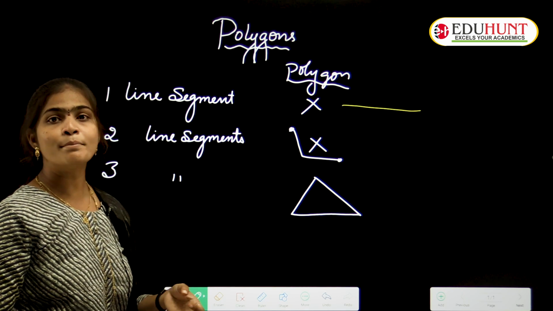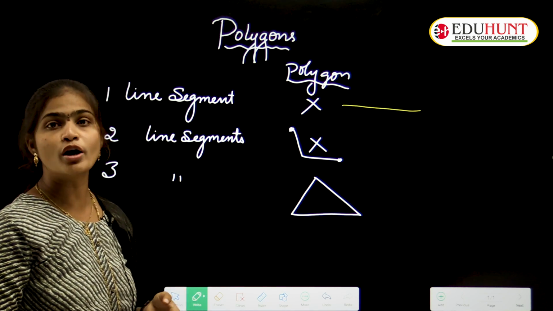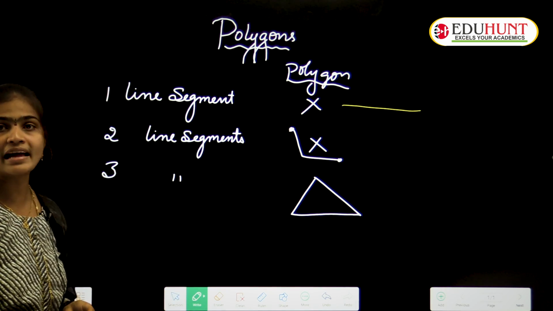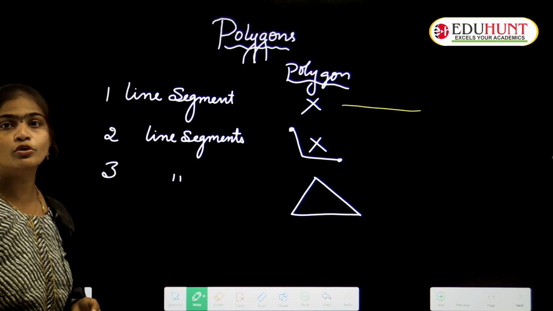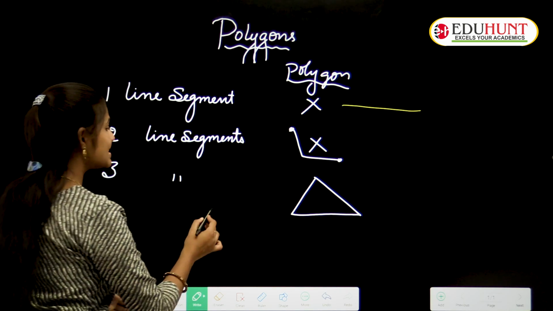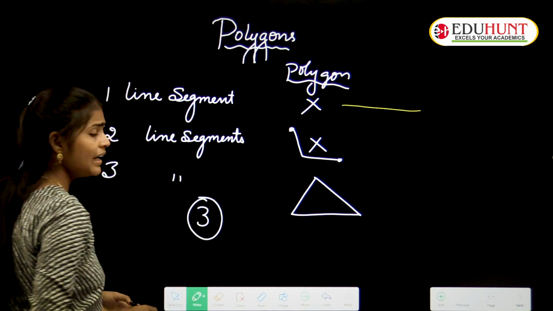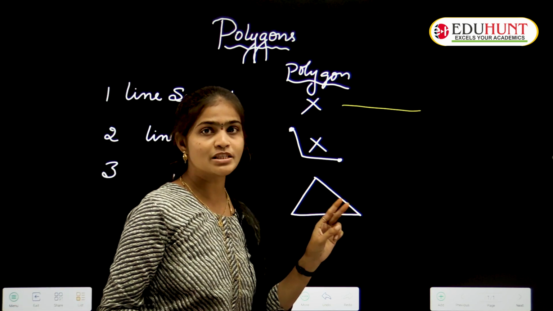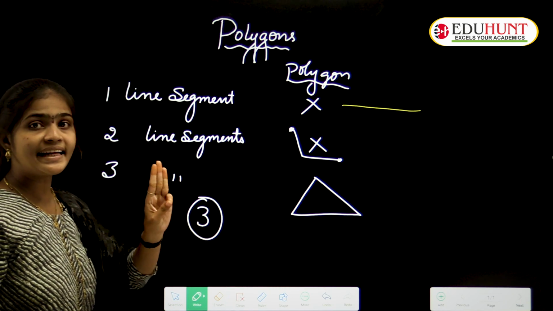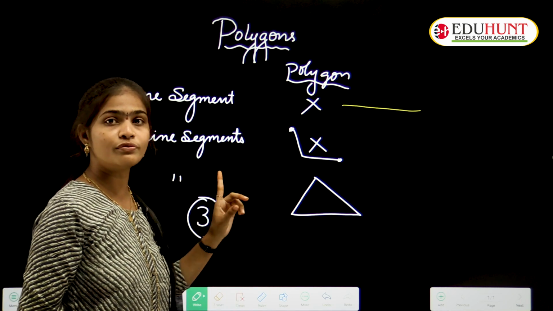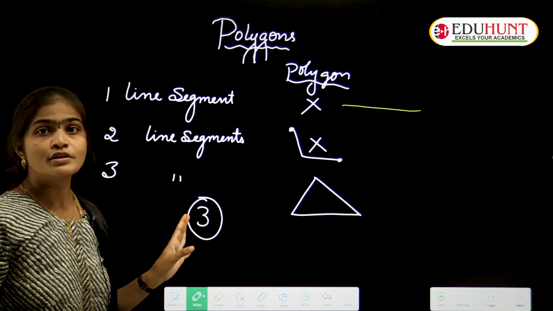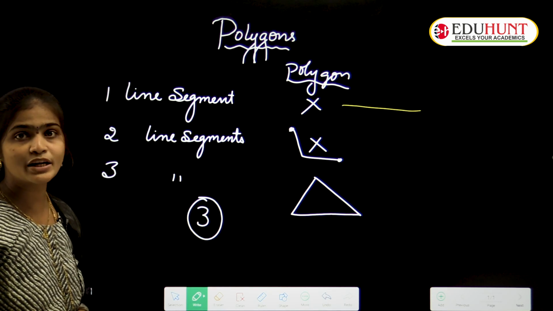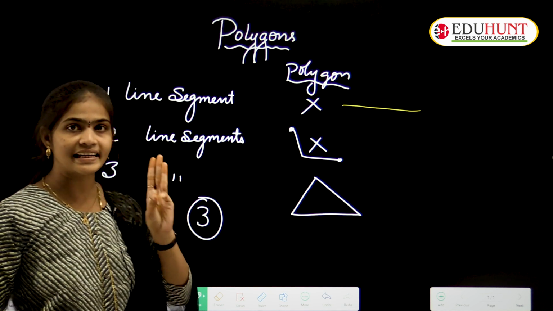So the question is the minimum number of line segments required to form a polygon. That is 3. By taking one line segment we cannot form any polygon. By taking two line segments also we cannot. By taking three line segments we can form a polygon, that is a triangle. So the minimum number of line segments required to form a polygon is 3.